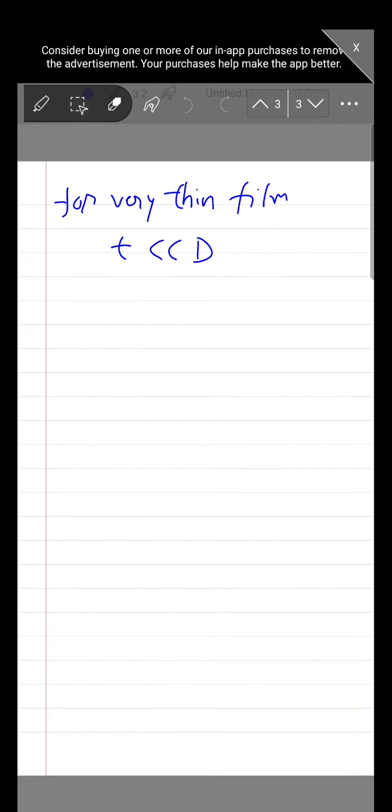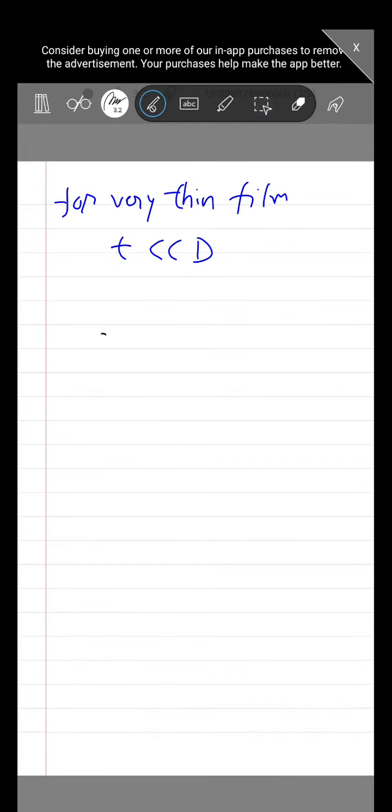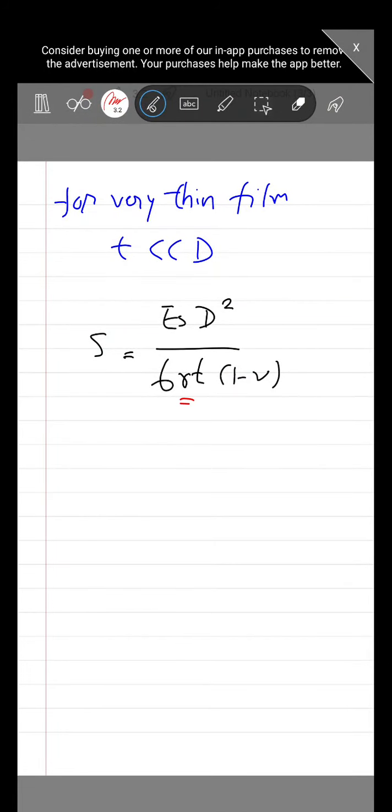Now, in this case Stoney's equation is S is equal to ES D square divided by 6 R T into 1 minus nu. So an extra R term has been introduced. This R is nothing but the radius of curvature of the deposit.